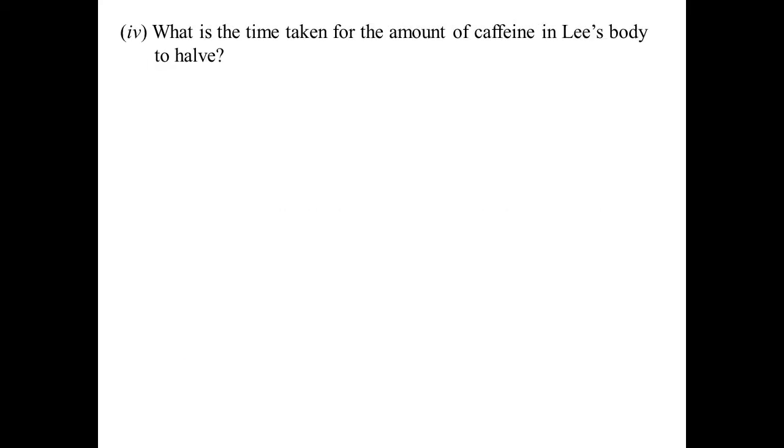What is the time taken for the amount of caffeine in the body to halve? So when is C now 65? And amazingly, you get this equation: e to the minus 0.14t is equal to half. Now what it actually is, it's exactly the same as finding half-lives for radioactive decay. It's the same idea. It's exactly the same equation.